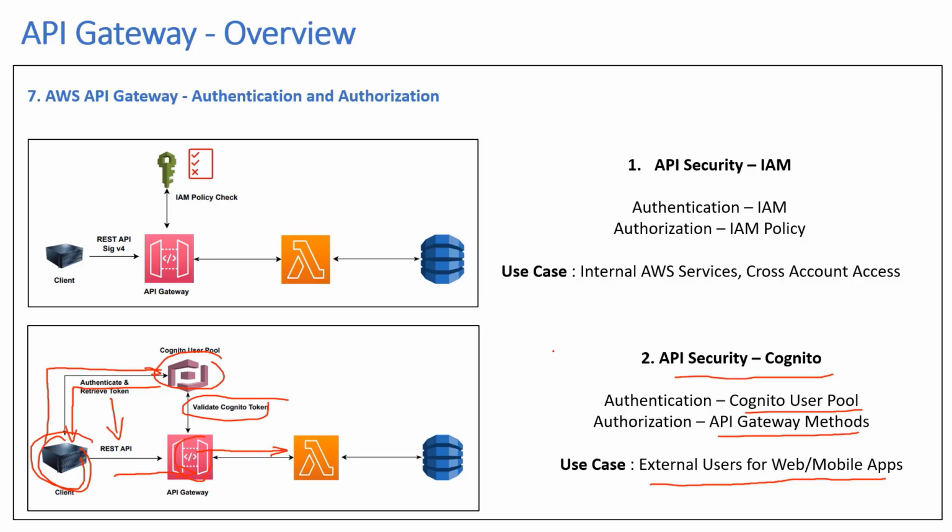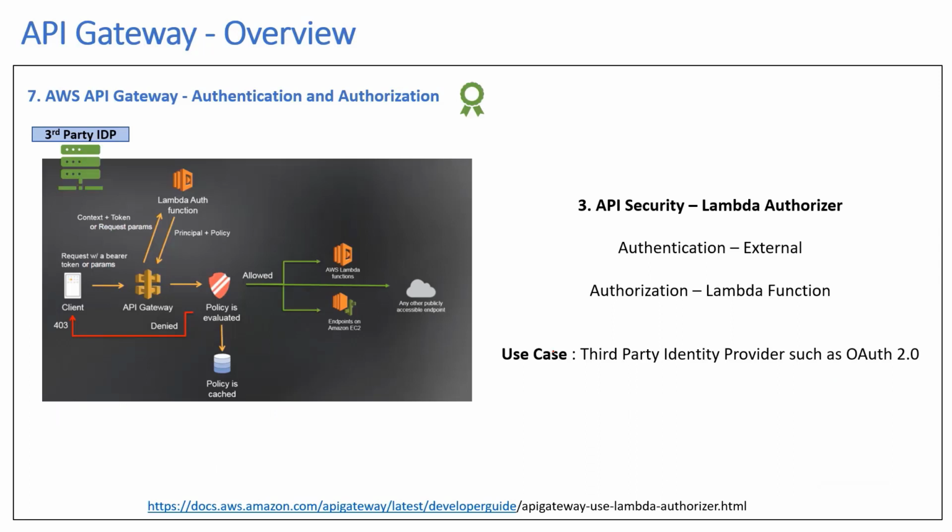But first, now let's look at the third approach that we can take. Now the third approach and the most common one is called Lambda Authorizer. So the use case for this is mainly when you want to authenticate your request using the third-party identity provider. So here the authentication would be done externally by this third-party identity provider, and authorization would be done by the Lambda function. So now let's take a look at the diagram.